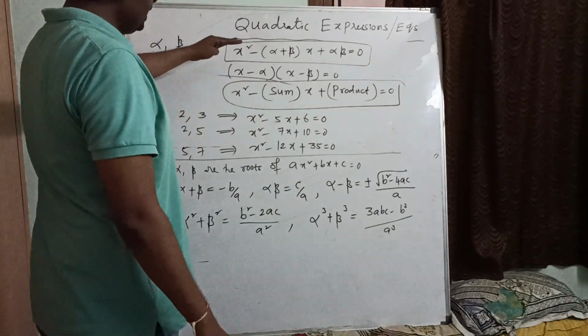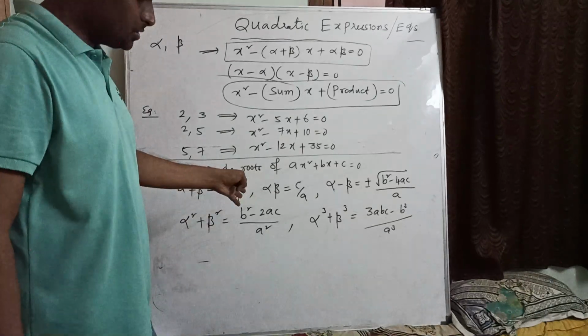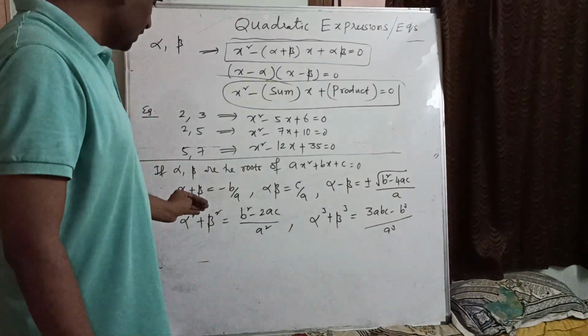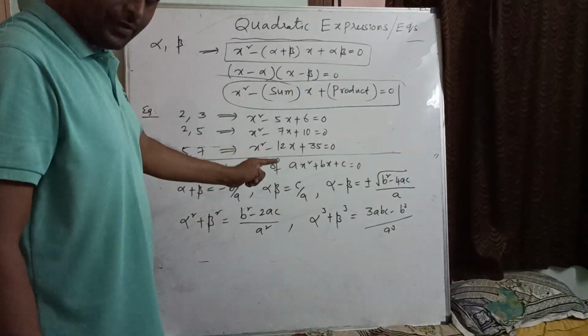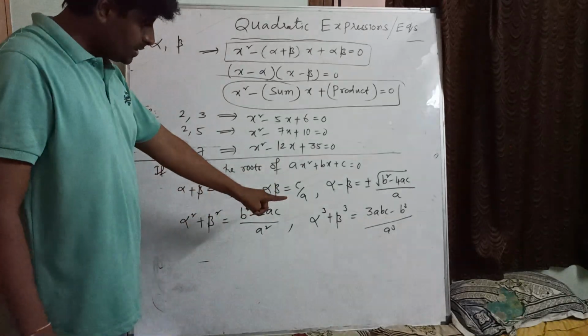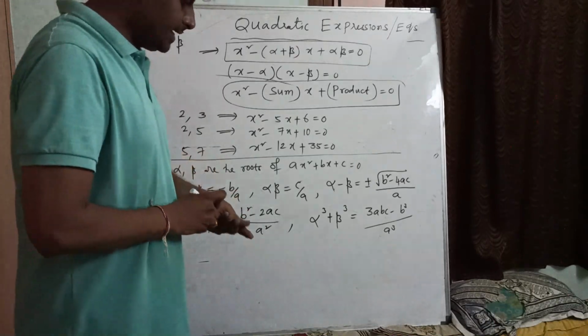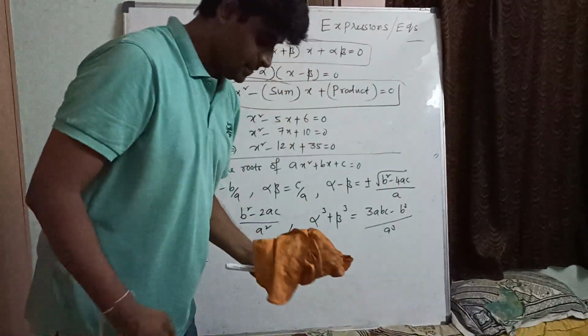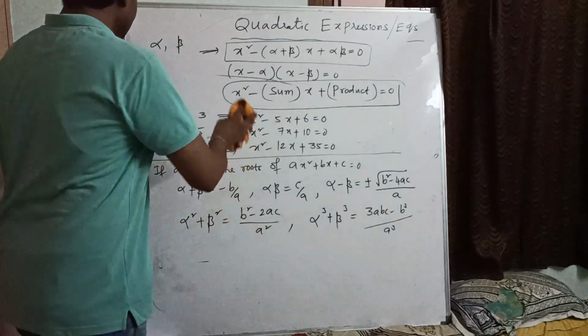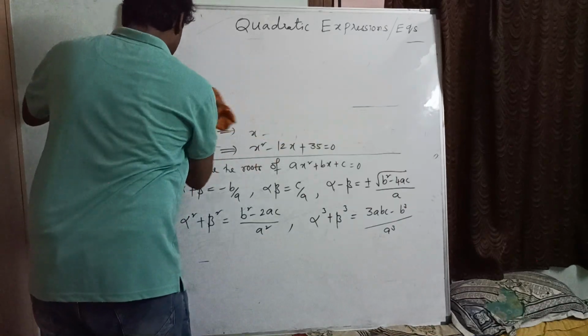So this is the introduction of quadratic equation and their roots, sum of roots, product of roots, difference of roots, sum of squares of roots, and sum of cubes of roots. Now tell me, what is the next concept in this? Nature of roots, correct? So the next concept is nature of roots.